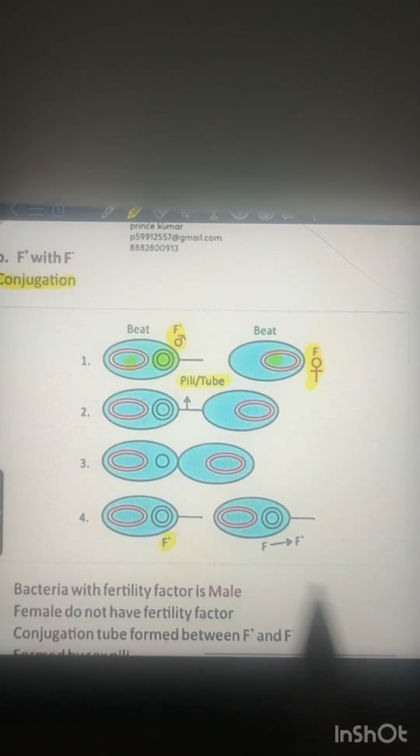So indirectly, if I have to make a table over here, can we say that initially the male was F plus and the female was F minus? But in the end, what happened? Both of them ended up becoming F plus, F plus. I hope that is making sense.